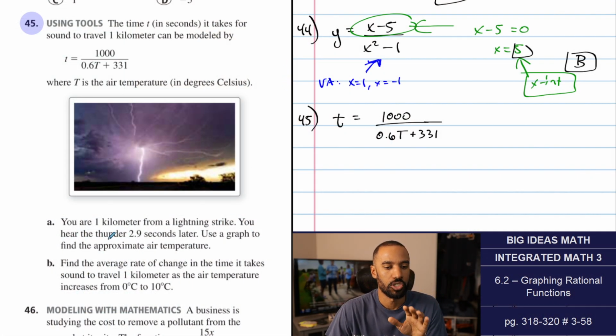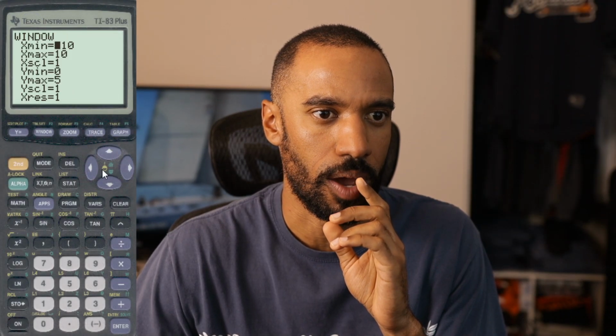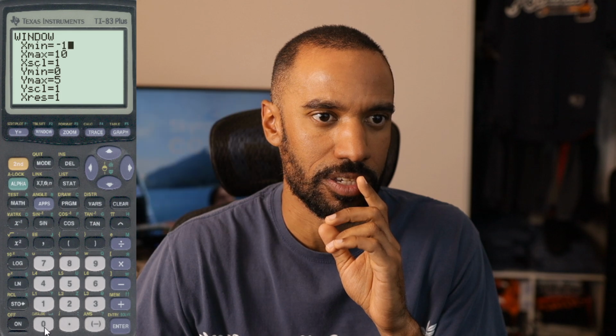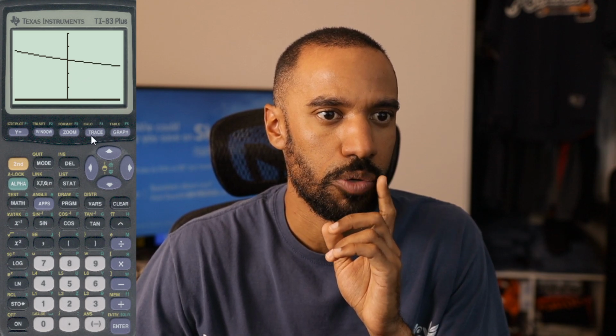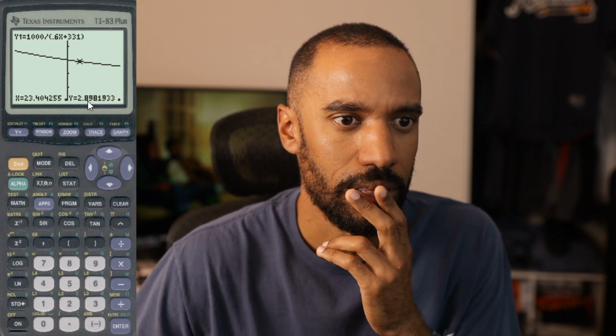You hear the thunder 2.9 seconds later. Use a graph to find the approximate air temperature. So I have to figure out when I get 2.9 on this graph here. So I think I do got to zoom this out for x's. You can't be negative 100 degrees Celsius, I don't think. But there's somewhere we got to find out where this thing is curving. So 2.9 with the old trace feature. Let's find out when y is about 2.9. Probably around 23. It's really close right there.